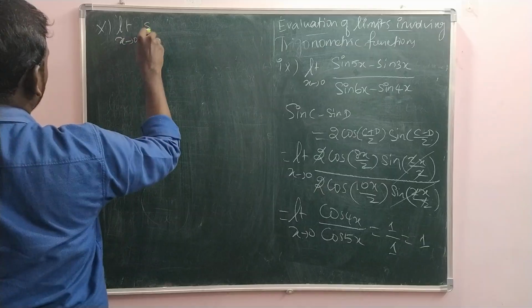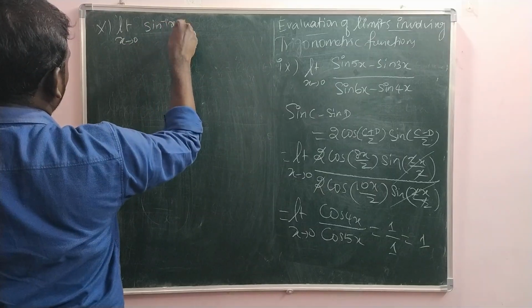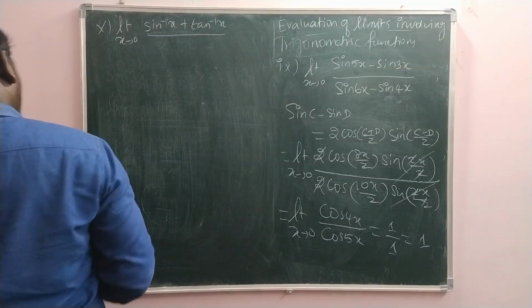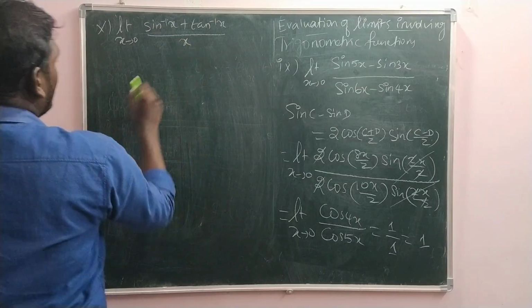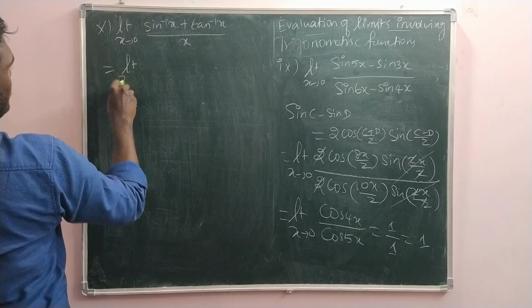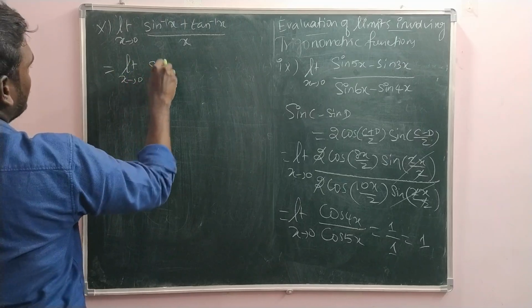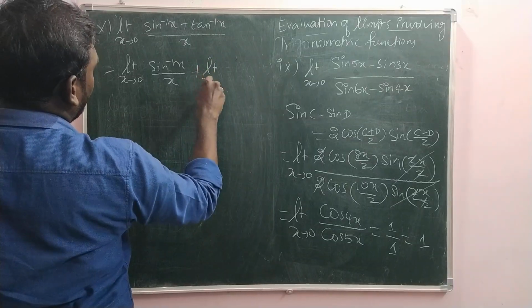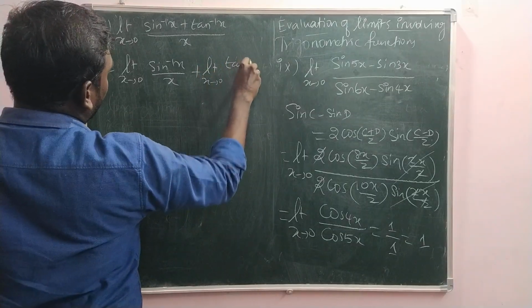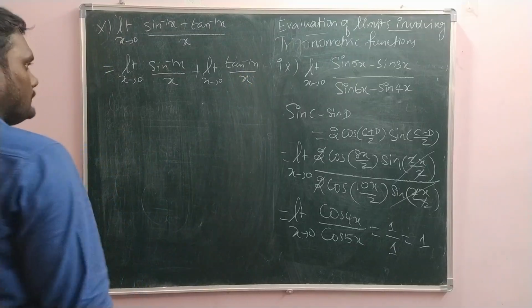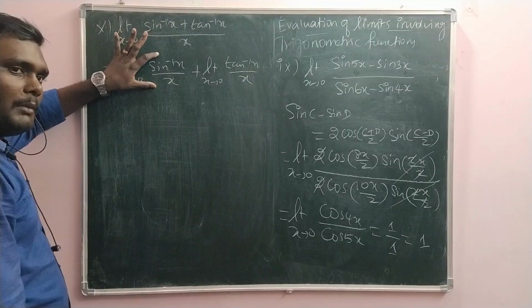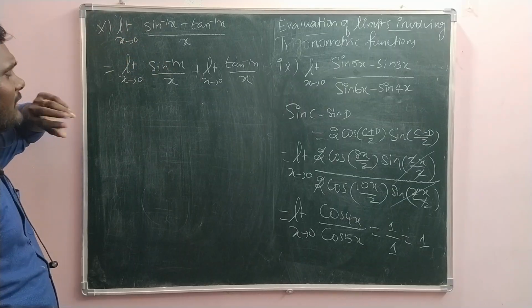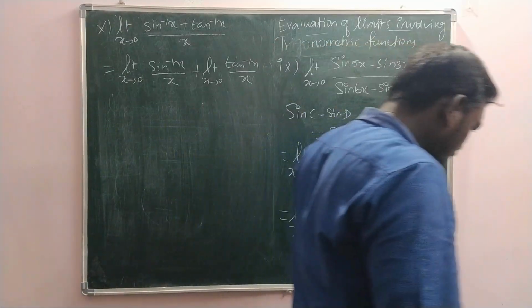X tends to 0. No man, that is the next concept, but it is not for all the cases. So first we will split the limit. Limit x tends to 0, sin inverse of x by x, plus limit x tends to 0, tan inverse of x by x. We may think this is the formula, but it is not, because we have sin x by x only, which is equal to 1.